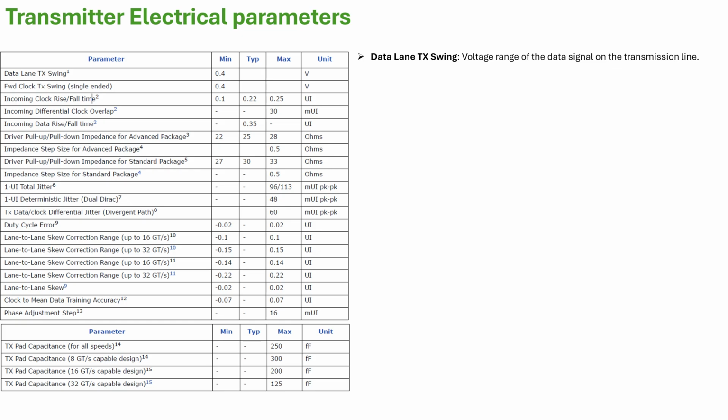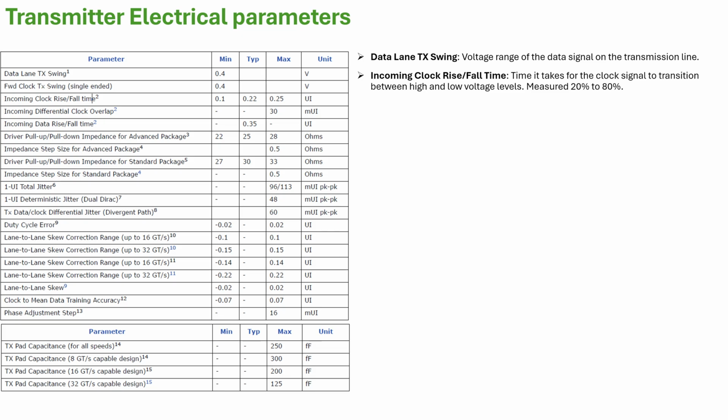It is the voltage range of the data signal on the transmission line, the swing. Remember, it is single-ended signaling. The same thing applies for the clock transmitter swing also. It's also single-ended, and 400 millivolts is the minimum. How do you measure?